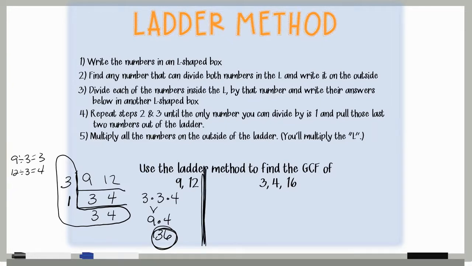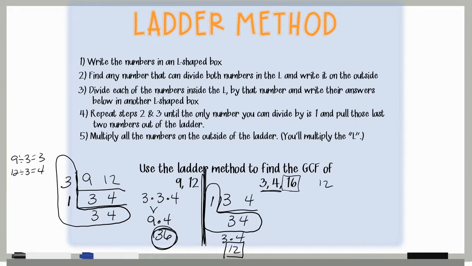All right, let's go ahead and try this problem that has 3 numbers again. So again, I can only do 2 at a time, so I have 3 and 4, so I put 3 and 4 in the L. Well, I saw over here the only factor they have in common is 1, so I'm going to go ahead and use the 1 and pull those out, and then I'm going to multiply. I know that 3 times 4 is 12, so I'm going to use 12 and 16 in my next one.